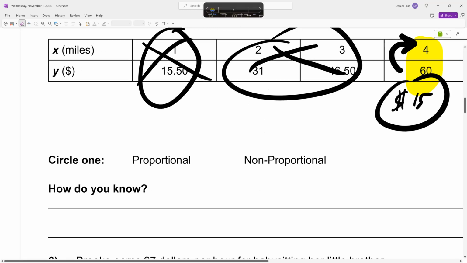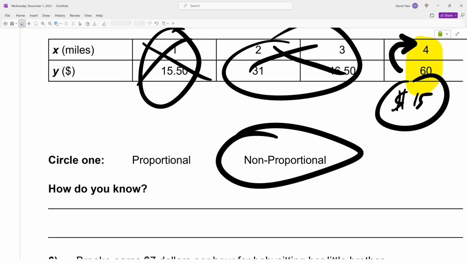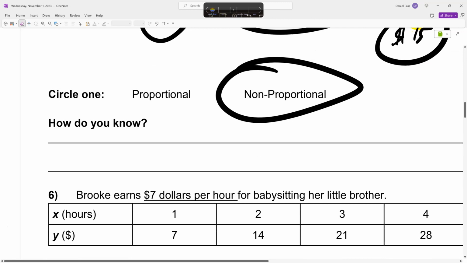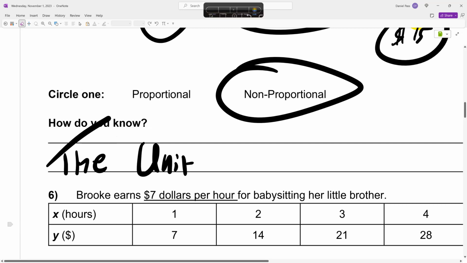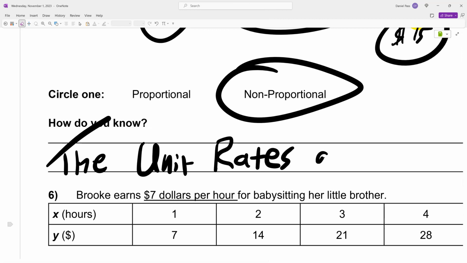Now, does anybody have a reason that they wrote that they want to share? There's one way I want you to write it. I want you to write it because the unit rates are not the same. And so it doesn't stay proportional.